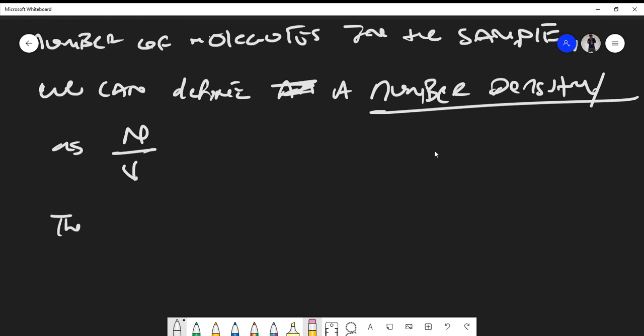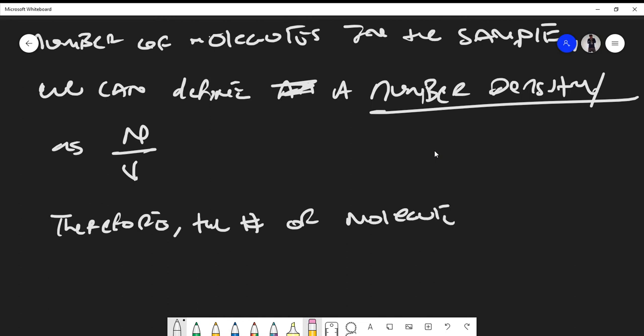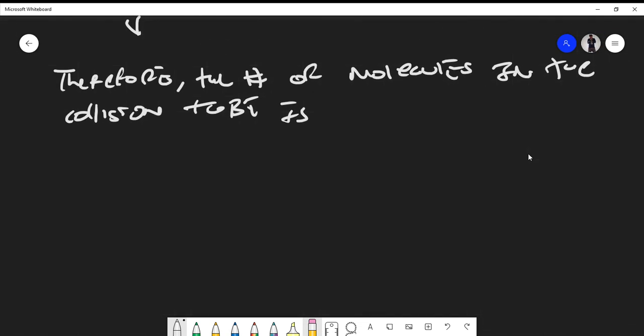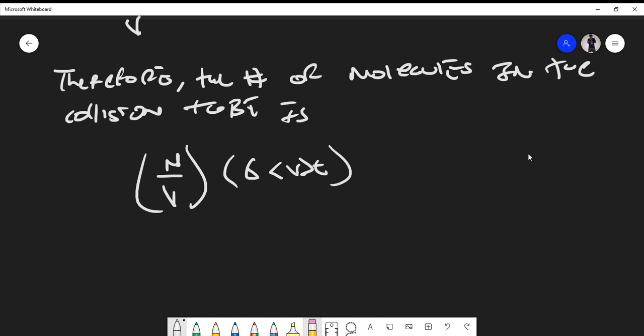So if that is the case, the number of molecules within the collision tube is the number density, N divided by V, multiplied by sigma times vt. So this would be the number of molecules in the collision tube. That would be the formula.